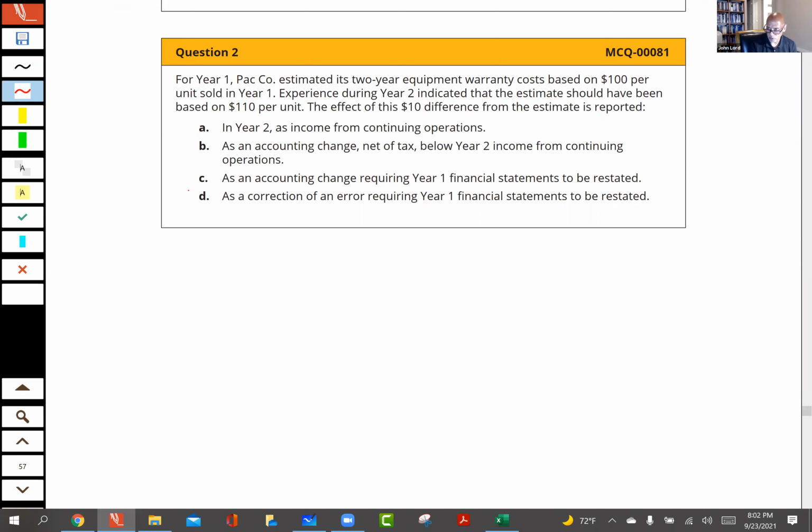No, we go forward. We don't treat that as an accounting change, net of tax. No, we're just going to use that new estimate in the new year, aren't we? As an accounting change requiring year 1 to be restated? No, we go forward. Correction of an error? No, it's not an error. We go forward. So what will happen? We'll use the new estimate in year 2, and it'll affect year 2's income from continuing operations. So there are questions where I think eliminating the wrong answers can get you some mileage as you go through.